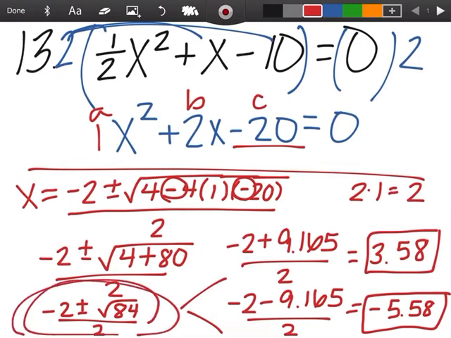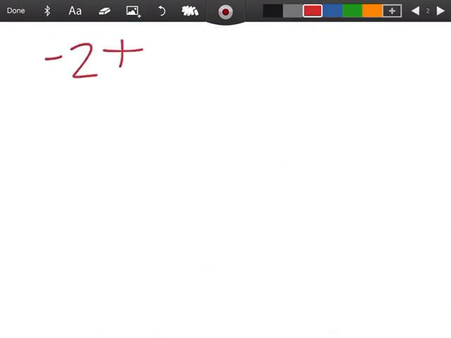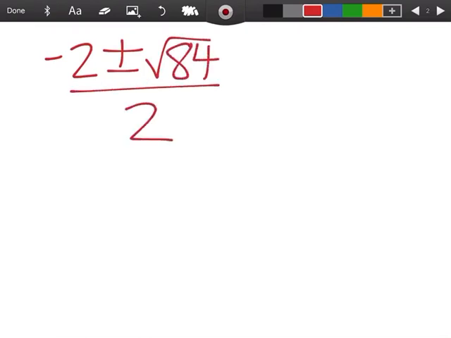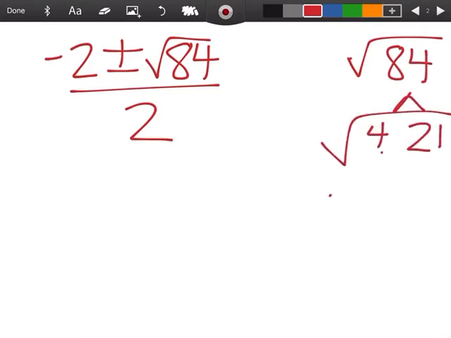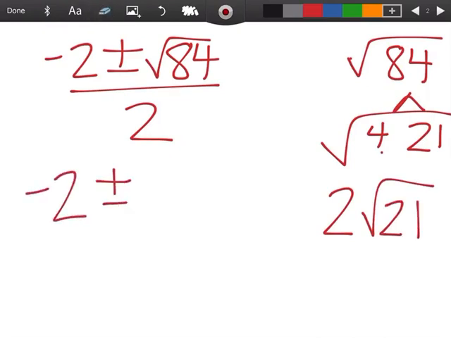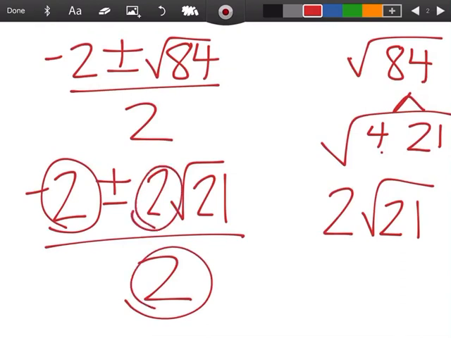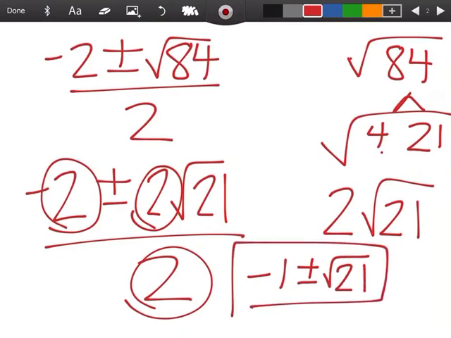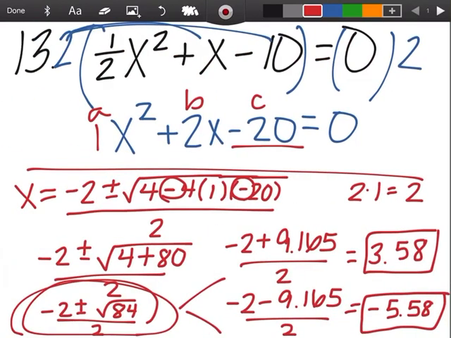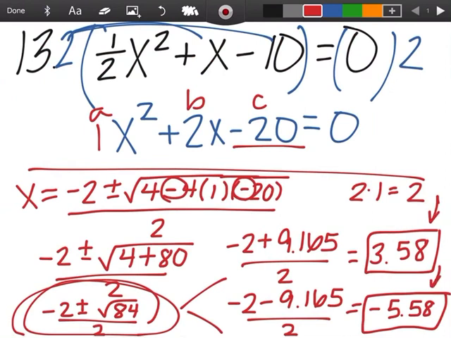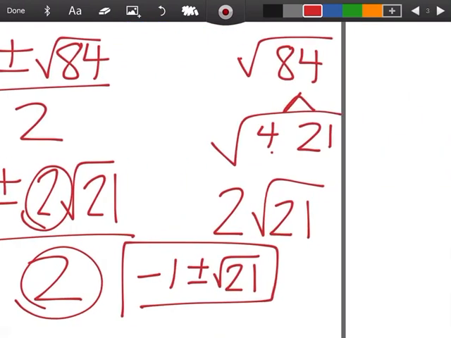So just in case they ask you for the exact answer, which I don't think they do, if I take negative 2 plus or minus root 84 divided by 2, and I want the exact answer. Well, 84 is 4 times 21. So the square root of 4 is 2. The square root of 21 is root 21. So negative 2 plus or minus 2 root 21 divided by 2. And because all 3 of these can be simplified, I would make it negative 1 plus or minus root 21. There's no need to put over 1. So if you took negative 1 plus the square root of 21 and negative 1 minus the square root of 21, you'd get the same answers. I think they ask you to round, so that would be rounded.